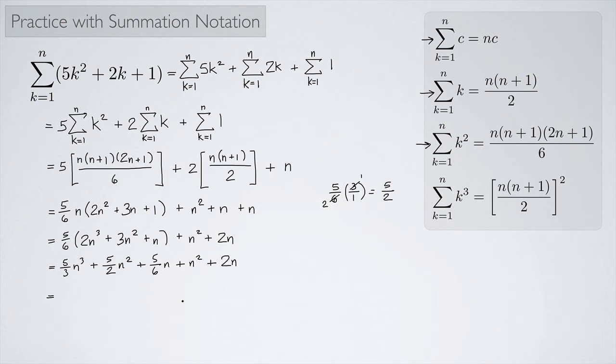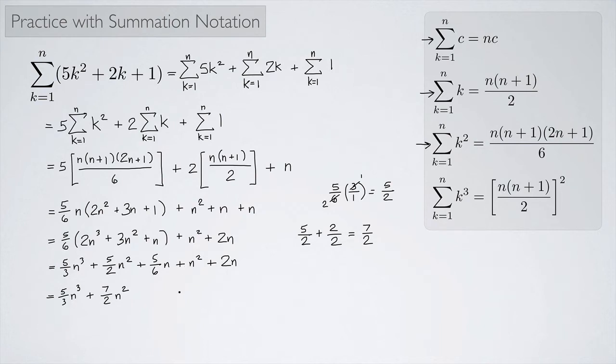And the last step, I can combine like terms. Well, there aren't any other n cubed terms, so that's going to stay a 5/3 n cubed. We have 5/2 n squared plus n squared. Well, 5/2 plus 1, I can rewrite the 1 as 2 over 2, and that's the same thing as 7/2. So this becomes 7/2 n squared.